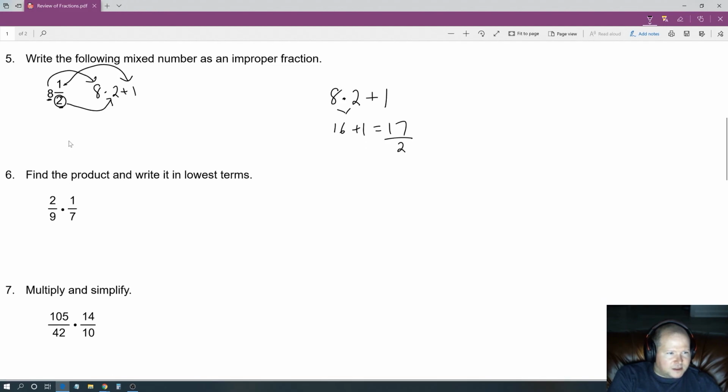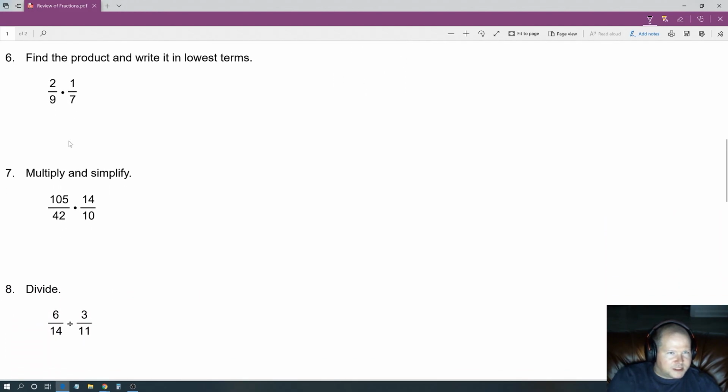So let's try the next one. So we're going to find the product and write it in lowest terms. So what we do when we're multiplying fractions, we multiply straight across. We say 2 times 1 is 2, and we say 9 times 7 is 63.